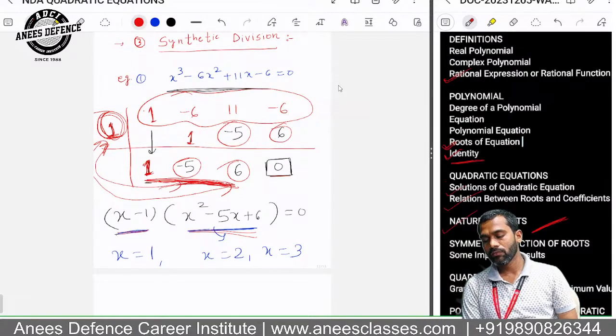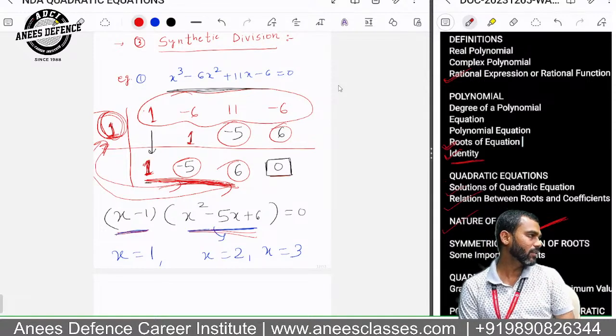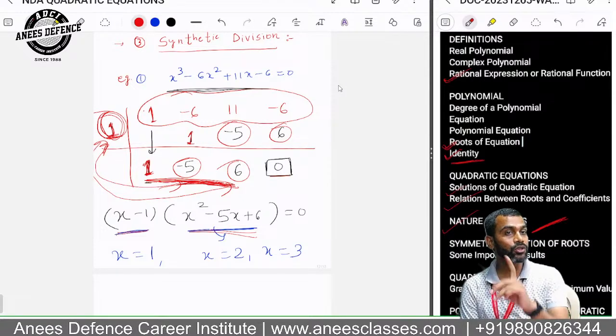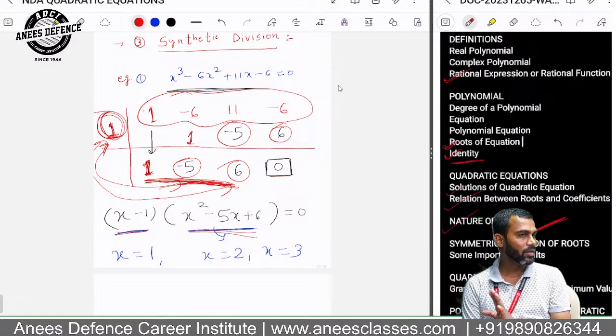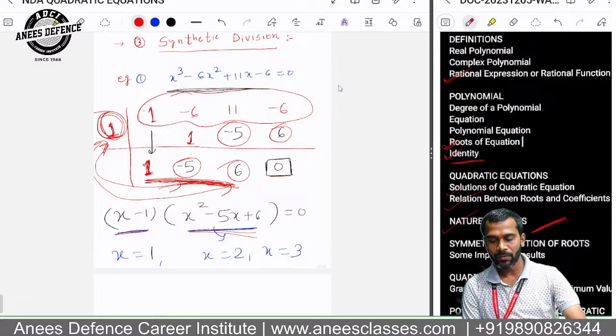So just give the heading identity, and identity means only algebraic identities I'm talking about, and that you also know. Or shall I write all those identities? A plus b whole square, a square plus 2ab plus b square, a minus b whole square. Just what do you do?